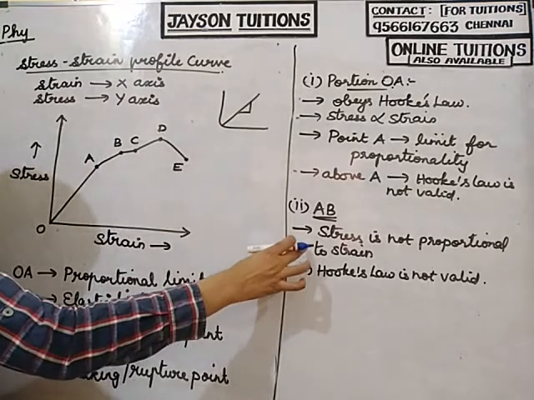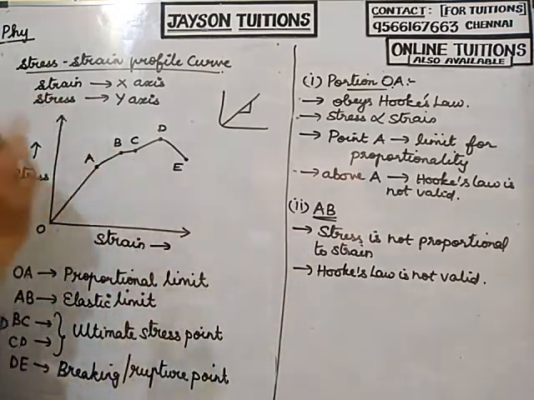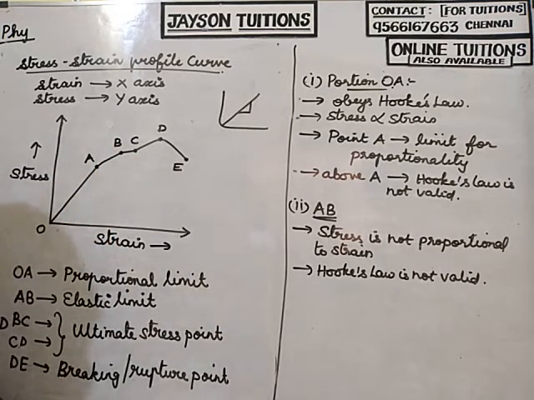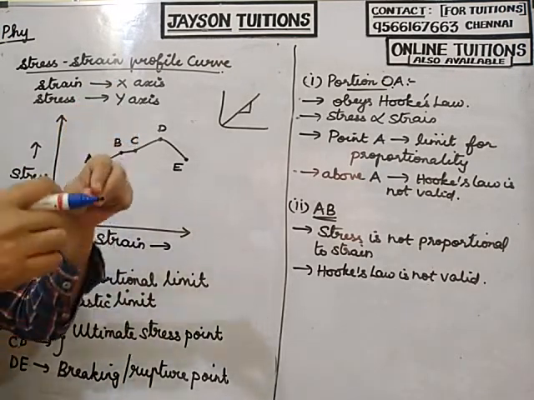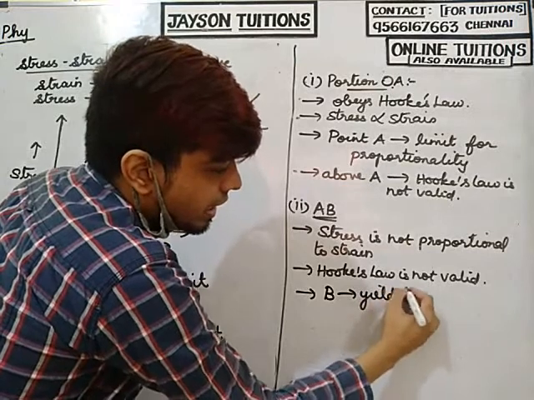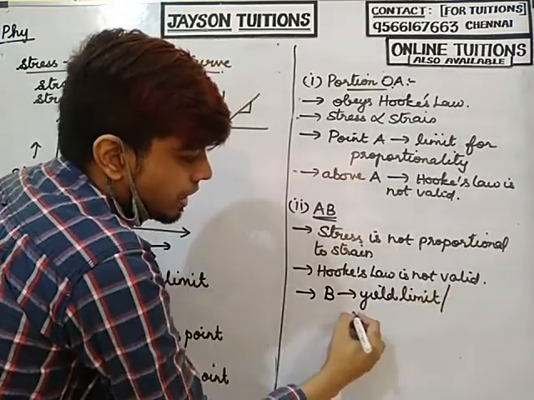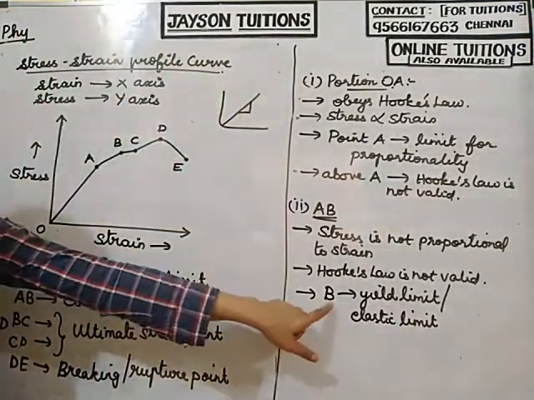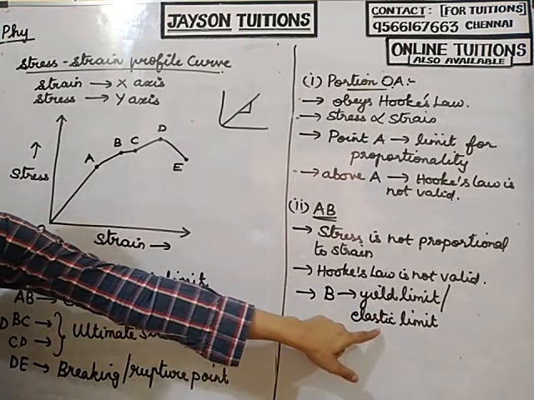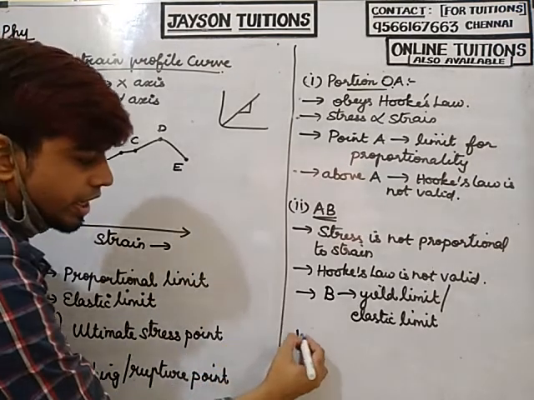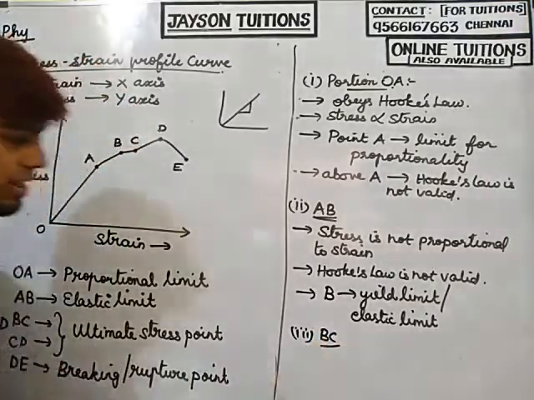Stress will not be proportional to strain, but the elasticity will still be there. Above this point B, the spring will lose its elastic nature. Elastic nature means that if I stretch it, it will come back to the original position. So the point B is called the yield limit or the elastic limit. Yield limit means up to this point only I can get the original shape. After this I cannot get the original shape. Understood?